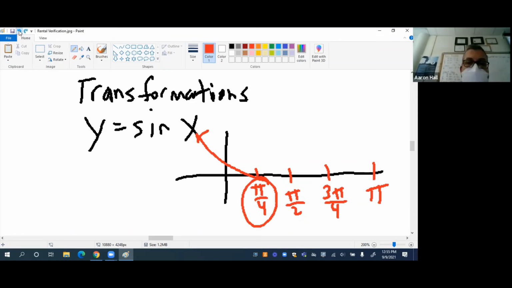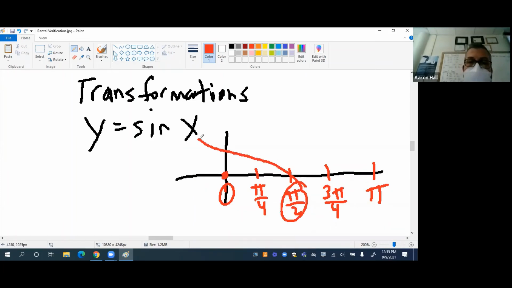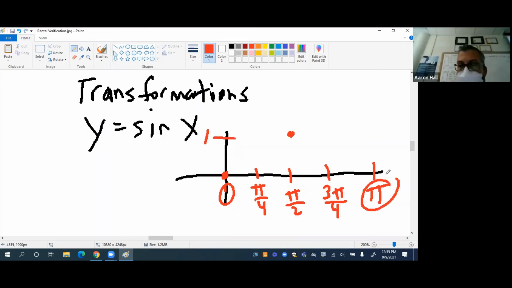Actually, let's go back even further. Let's plug in 0. If I plug in 0, what do I get? 0. What if I plug in pi halves? I get 1. What if I plug in pi? I get 0. So there's something that happens, and in fact, what is sine of pi fourths?